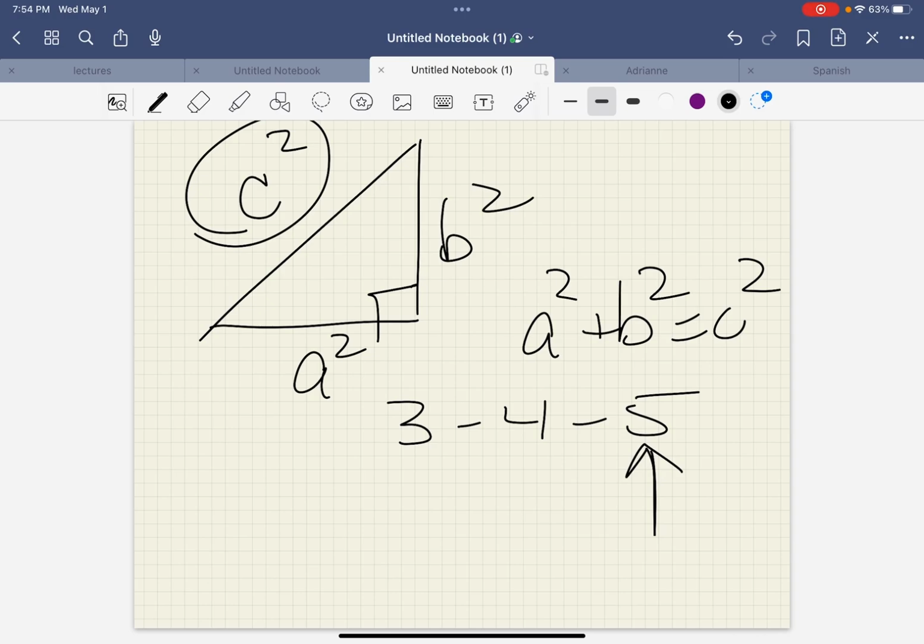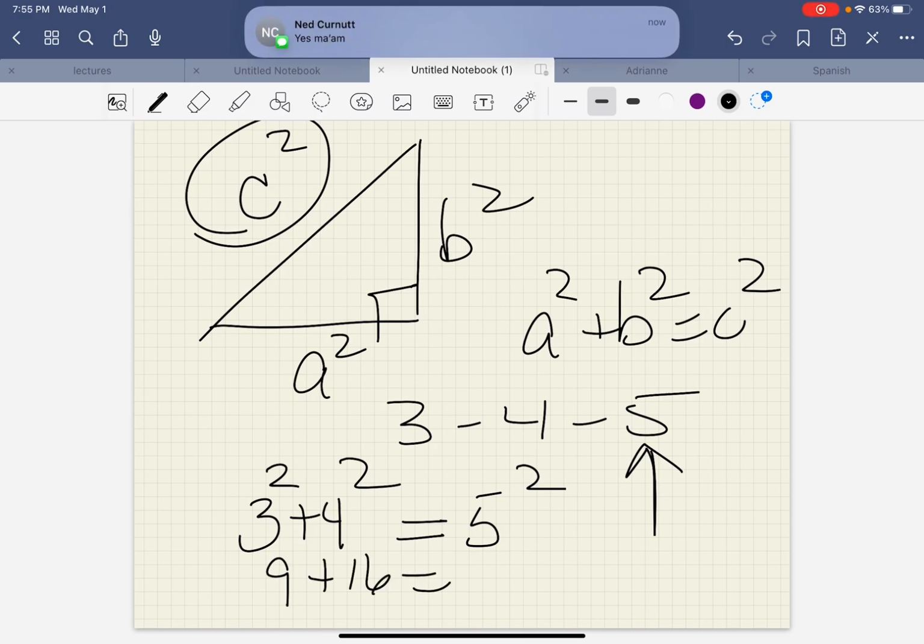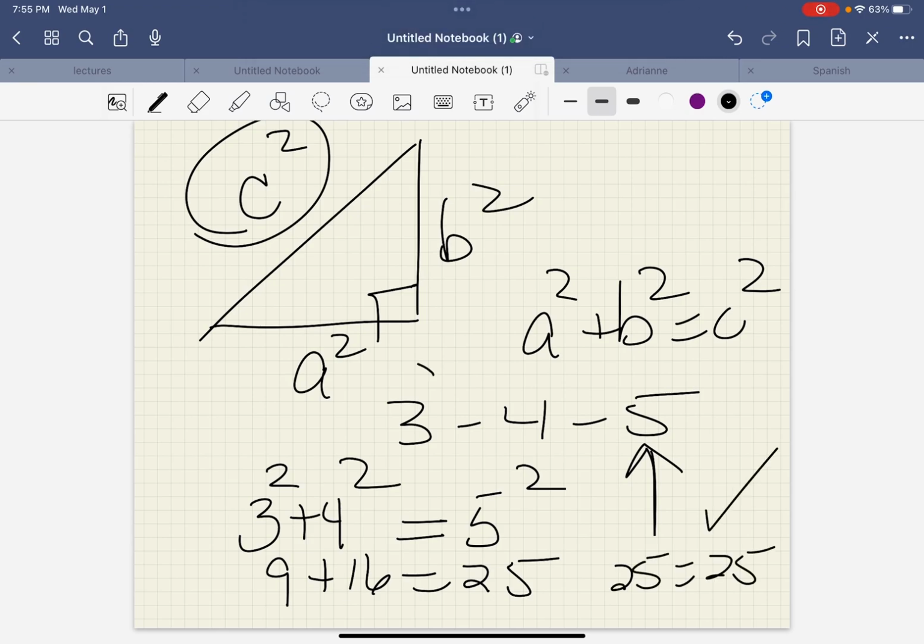So I'm going to say something is equal to 5 squared because I know that that 5 would have to be the hypotenuse. The other two sides don't matter what order they go in, but we have to have the longest one plugged in for C. So let's just check it. If it's equal, we know that this is in fact a right triangle. If it's not equal, then it's not a right triangle. So this is 9 plus 16 is equal to 25. 25 is equal to 25. So yes, it checks, and these are the sides that make a right triangle.